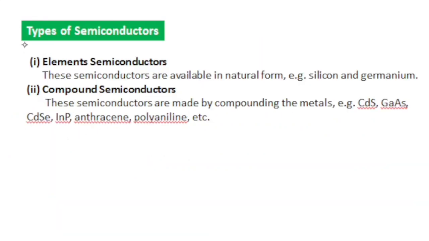Next, there are different types of semiconductors. First one is elemental semiconductor and then compound semiconductor. What is an elemental semiconductor? Elemental semiconductors are available in natural form, that is pure form. For example, silicon, germanium, etc. Next, compound semiconductors. These are made by compounding 2 or more elements. For example, CdS, GaAs (gallium arsenide), CdSe; all these are compound semiconductors.